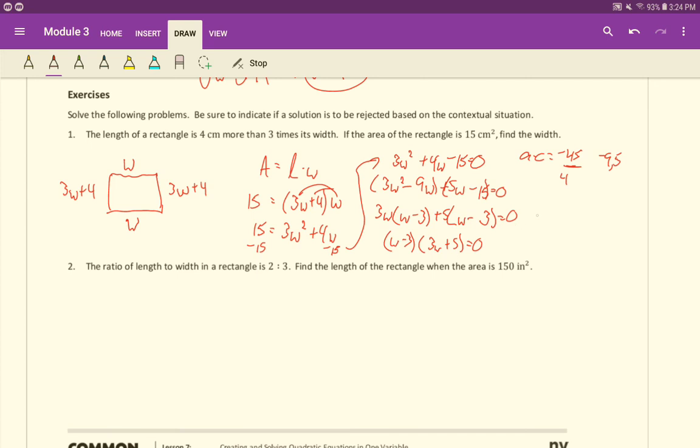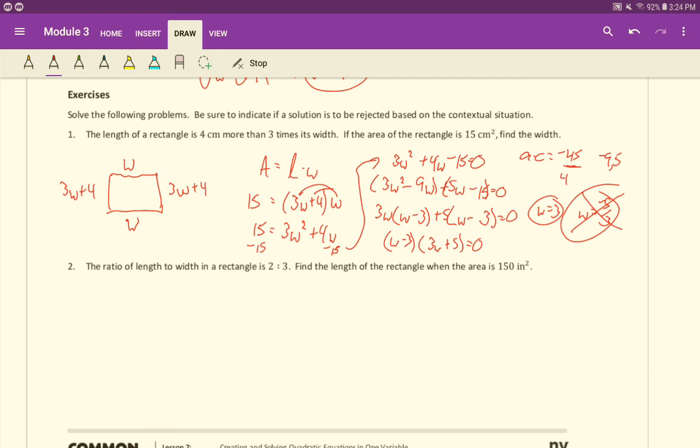Set each one of these equal to 0. So we get w equals 3 when we solve that, and we'll get w equals negative 5/3 when we solve that one. Do both of these answers make sense in the context? Well, the answer is no, right? A negative 5/3 width here would not make sense, and so we're going to throw that one out, and so only the 3 centimeter width would make sense.